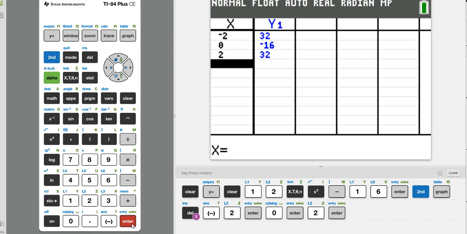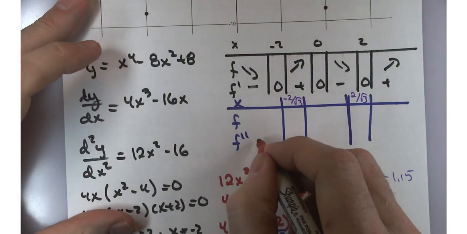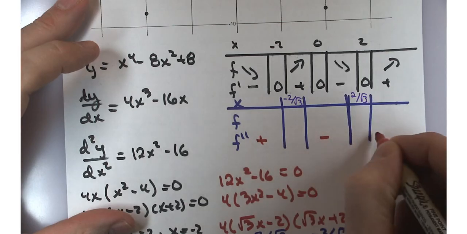Positive, negative, positive. Okay. And if you thought about what we're looking at, a quadratic polynomial, maybe we could have come up with that without necessarily going through all the fuss of testing points. Positive, negative, positive.